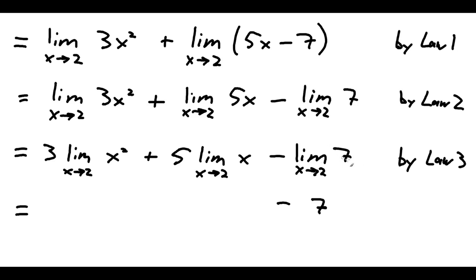Hopefully this makes sense, right? This is a constant function. It is 7. No matter what value x takes on, this is always 7. So the limit will be 7, no matter what x is approaching.